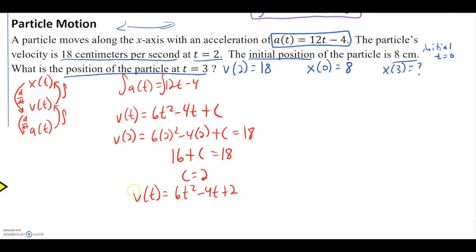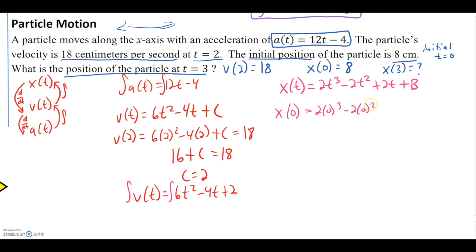And now we'll go on and integrate both sides of that to get to our position. Integral of v of t will be x of t, and integral of 6t squared will be 2t cubed. Integral of minus 4t will be minus 2t squared. This plus 2 will be a plus 2t, and again, plus some other constant. Again, we'll move backwards in the alphabet and go with b. The information we know is that x of 0, which would be 2 times 0 cubed minus 2 times 0 squared plus 2 times 0 plus this b, has to equal 8.